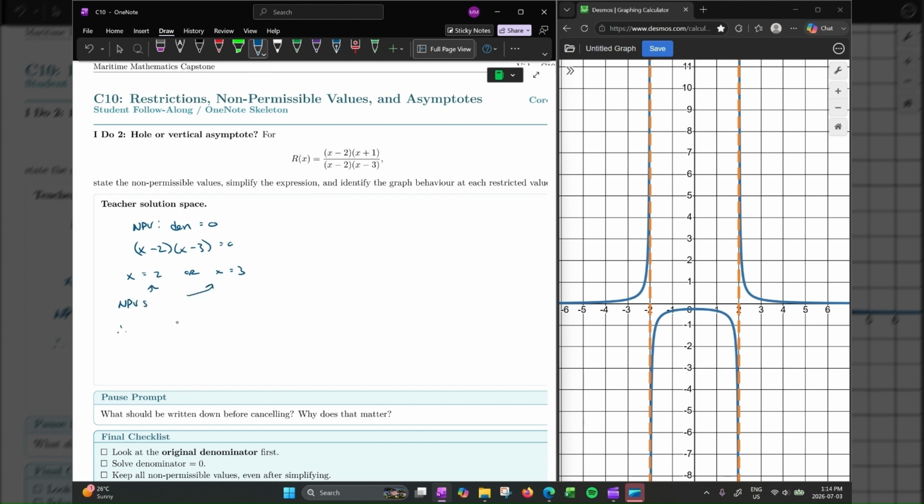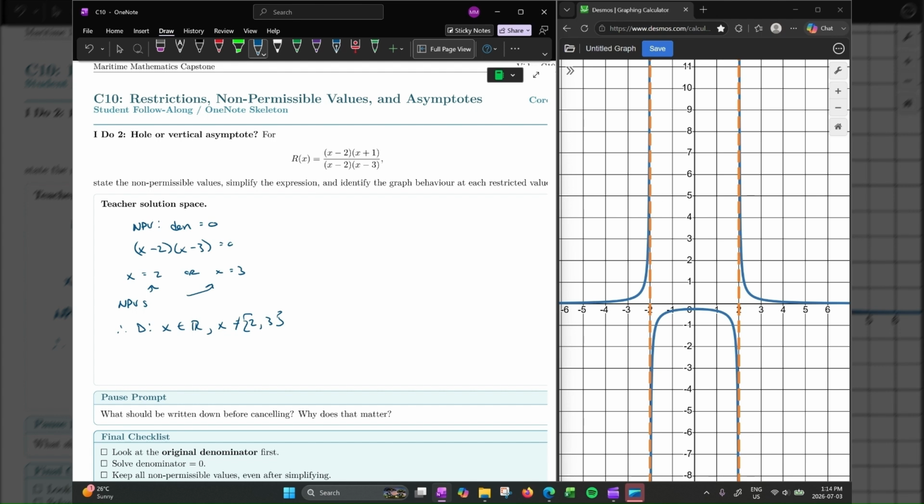So therefore, the domain is x is an element of the reals, x cannot be 2 or 3. And again, we could write that as everything up to 2, everything between 2 and 3, everything above 3. Either way, that's fine. So x cannot be 2 or 3.